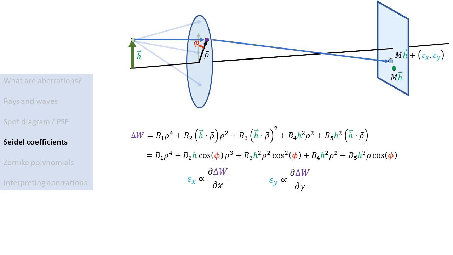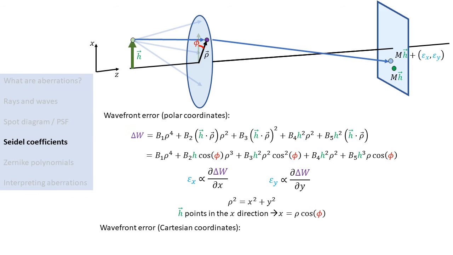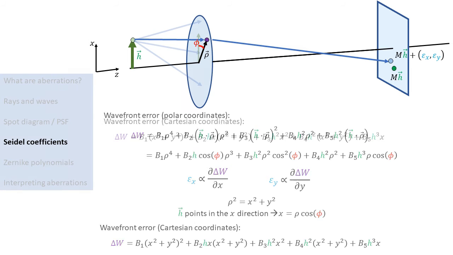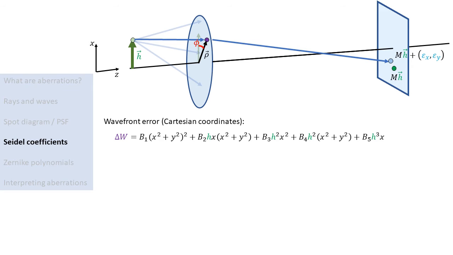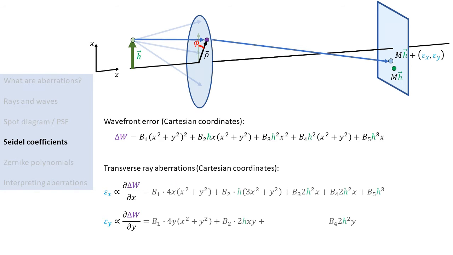So we first need to express the wavefront error in terms of Cartesian coordinates. We can straightforwardly write the radius of the pupil coordinate vector in terms of Cartesian coordinates by using Pythagoras' theorem. To relate the angle phi to Cartesian coordinates, we choose our coordinate system such that the point source coordinate vector lies along the x-axis. We can now express the wavefront error in terms of Cartesian pupil coordinates. With this expression, we can straightforwardly calculate the transverse ray aberrations by taking the derivatives.